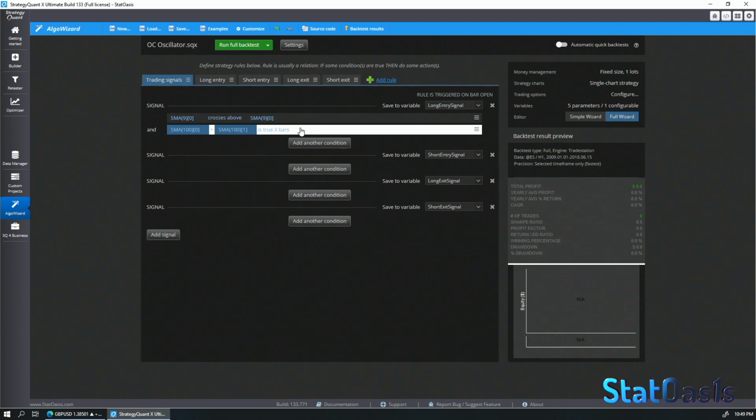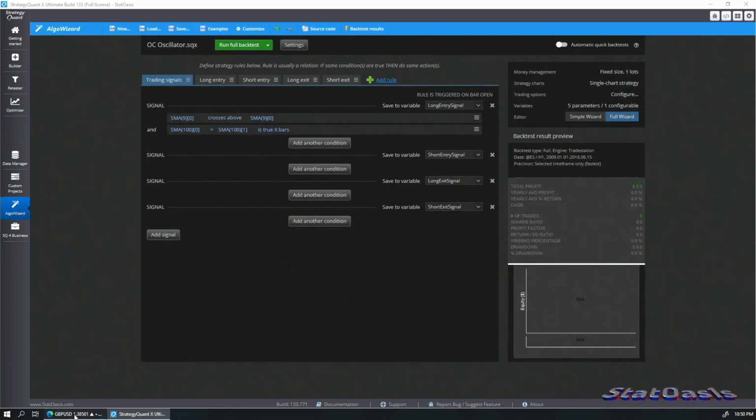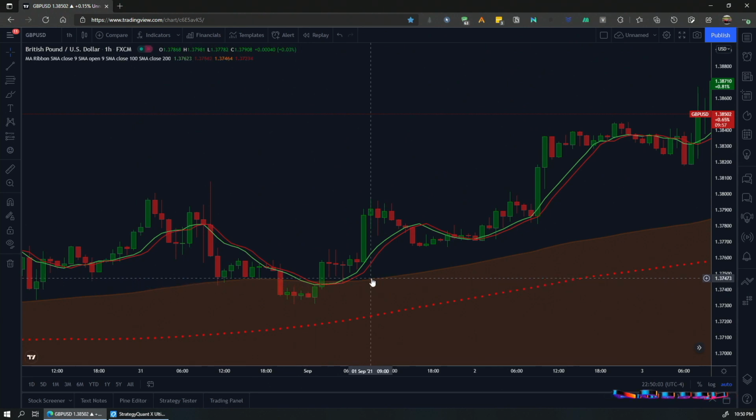So here I use for X bars and I use 3 bars. So what I'm looking for is I am looking for this to be up 3 times in a row. So in 3 bars, the close of the moving average is always higher than the previous one. Basically, I want to filter out false crossovers.